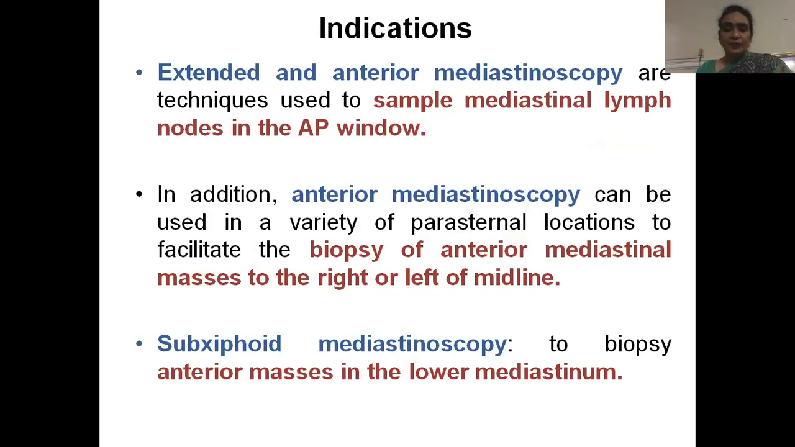Extended anterior mediastinoscopy is a technique used to sample mediastinal lymph nodes in the AP window. In addition, anterior mediastinoscopy can be used in a variety of parasternal locations to facilitate the biopsy of anterior mediastinal masses to the right or left of the midline. Subxiphoid mediastinoscopy is used to biopsy anterior masses in the lower mediastinum.